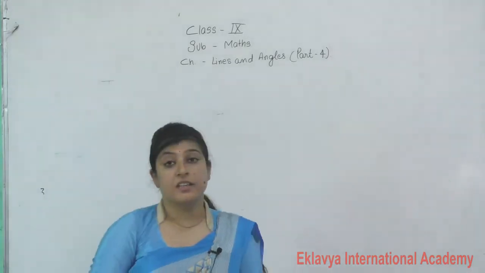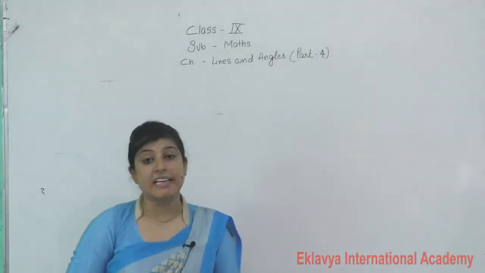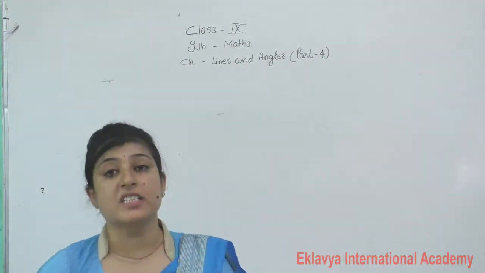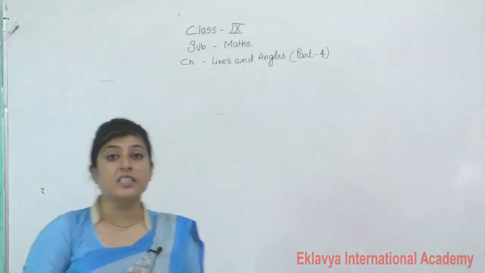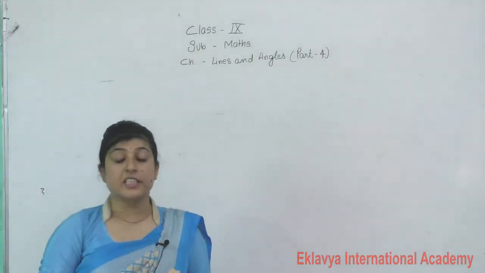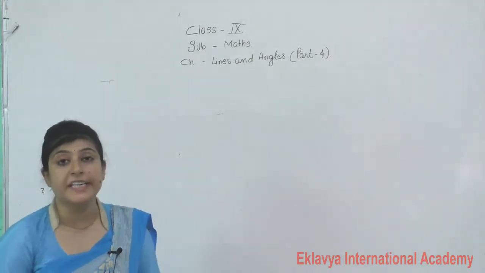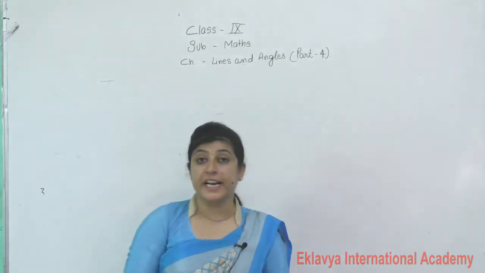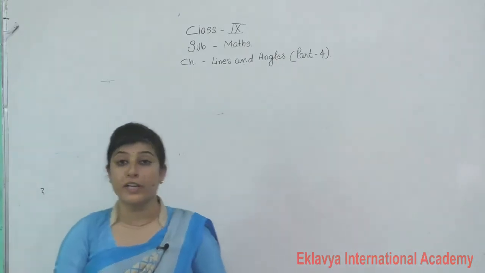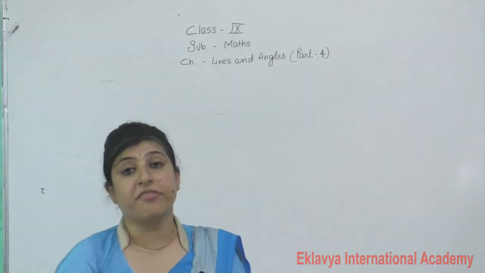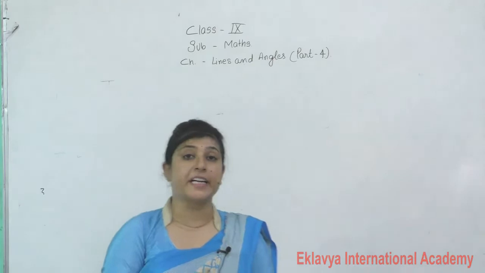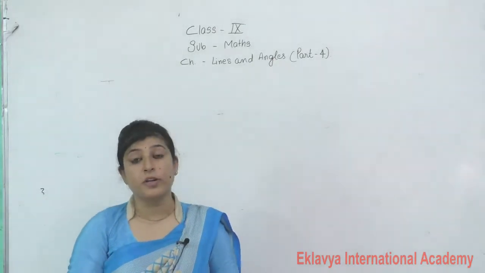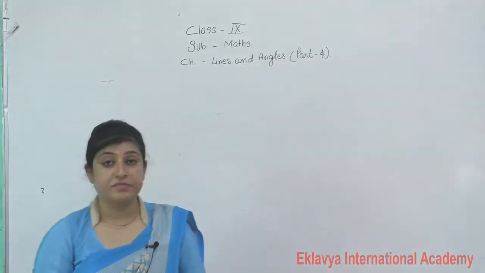Now see, we will continue today lines and angles part 4. In the previous lecture we discussed the theorems till 6.5, that is theorem 6.2 alternate interior angle theorem, 6.3 converse of alternate interior angle theorem, 6.4 co-interior angle theorem, 6.5 converse of co-interior angle theorem. Students, again and again write in your rough notebook and practice it properly.